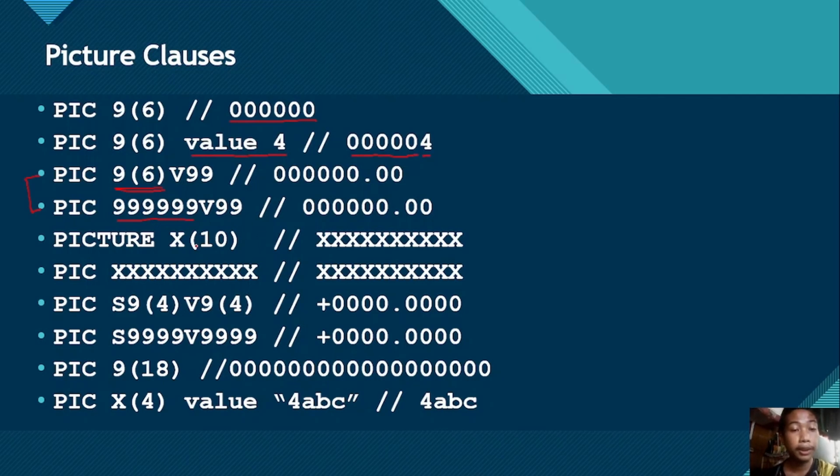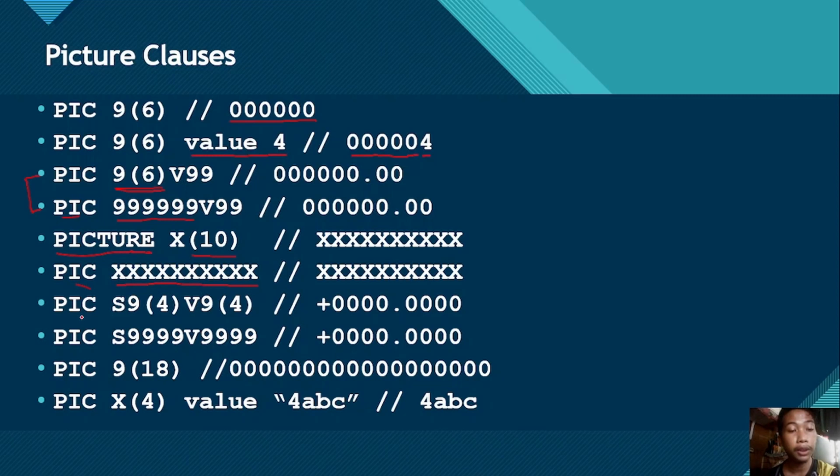So next is the picture. You can also use picture or maybe pic. So X parenthesis 10 will return 10 X's, just like in pic, it was being written 10 times. So I would prefer to use this bracket to shorten the code.